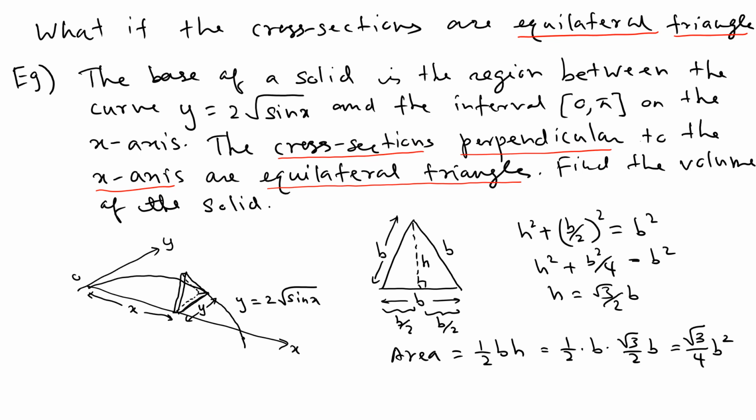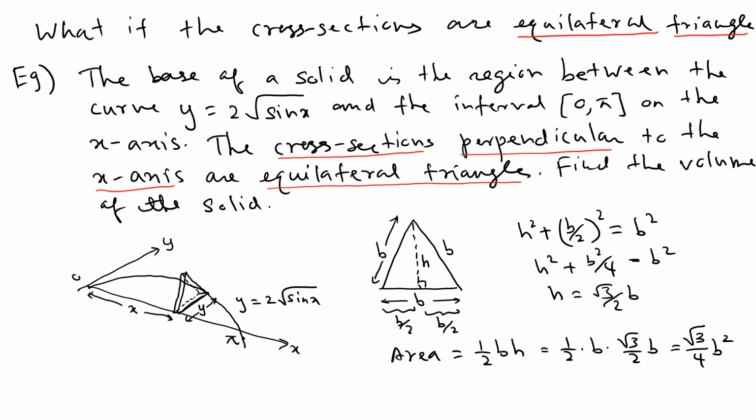So that's exactly what we need. If you know the base length, the area of the triangle is square root 3 over 4 b squared. So we can use that now. But in our problem, what is the base length? Base length is simply the y coordinate. And then also, what are the limits? It's going from 0 to pi, because we know that at pi, sine pi is 0.